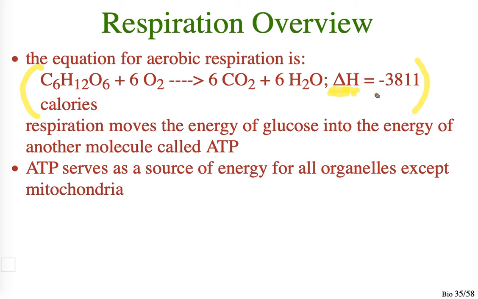Now, I'm not going to ask you about the 3811, but you can bet that you probably have to write this equation on the test. The C6H12O6 plus 6O2 yields 6CO2 plus 6H2O. Basically, what this equation summarizes is the movement of energy from glucose to the energy of ATP. That's what this energy is going towards. ATP is the energy source for all of your organelles except your mitochondria.